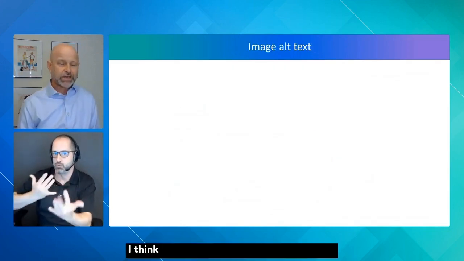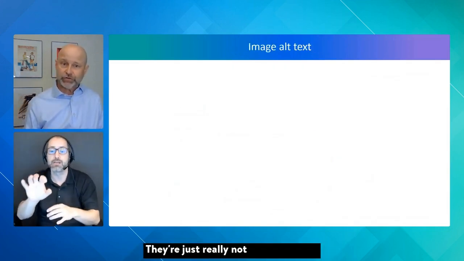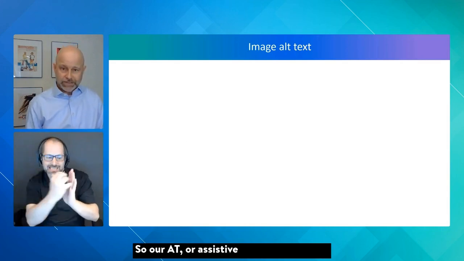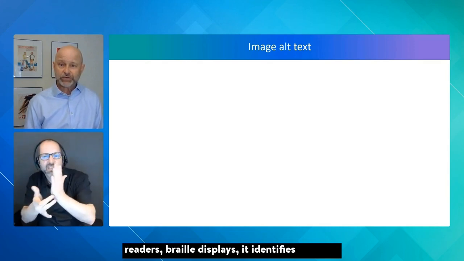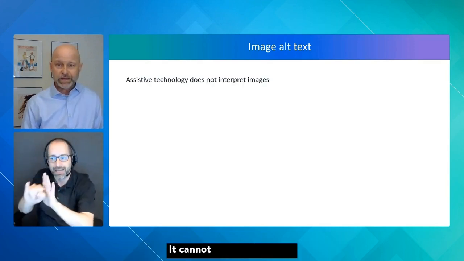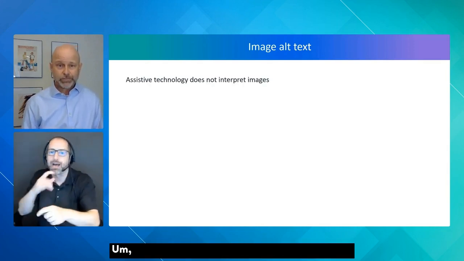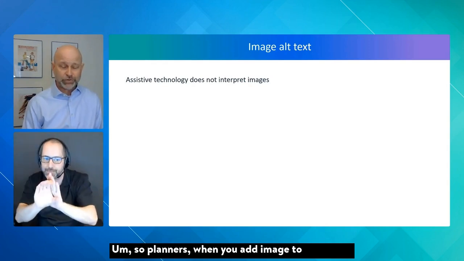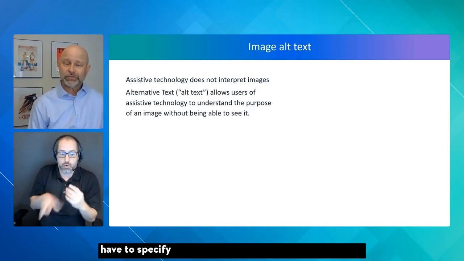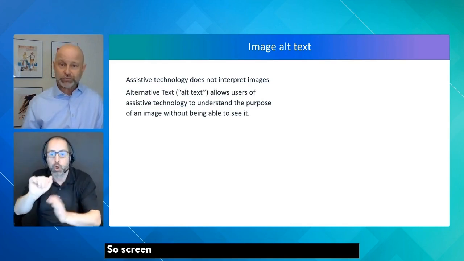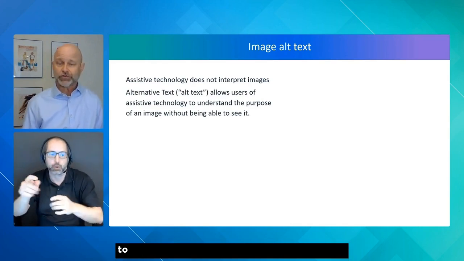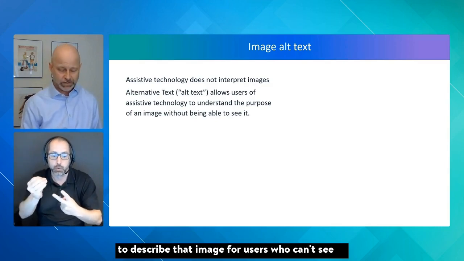Image alt text. I think a lot of people have heard about this. They're just really not sure what it is. So our AT, or assistive technology, screen readers, braille displays, it identifies controls, but it cannot interpret images. So planners, when you add an image to a site, you have to specify what's called alt text, or alternative text. So screen readers and assistive technology know how to describe that image for users who can't see it.